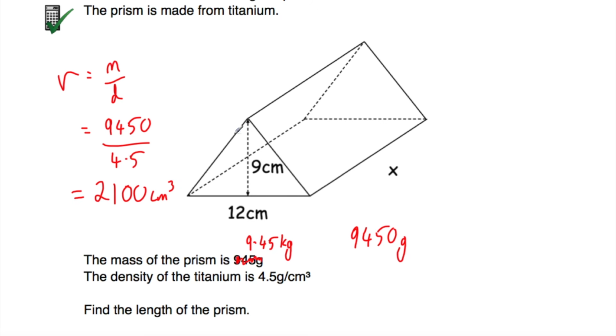We can then work out the area of the cross section. So we can find the area of this triangle here. And once we find the area of this triangle, we can then work out the length of the prism. So let's do that. So let's find the area of the triangle.